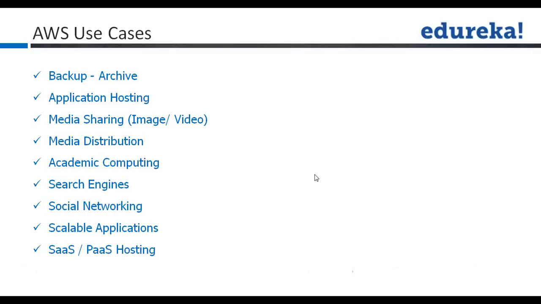Academic computing: a lot of research labs across the USA are using Amazon Web Services because they can use Amazon for their research purposes. They need high computing processing, so they need a 128 GB server just for 5 minutes. For them, Amazon comes very handy. It's very good for search engines and social networking. I think Zynga was using it; now Zynga has moved to their own cloud, but Zynga was initially using Amazon. Scalable applications are an ideal scenario to use Amazon. And for SaaS and PaaS hosting, if you want to make your own SaaS or PaaS, you can use Amazon.